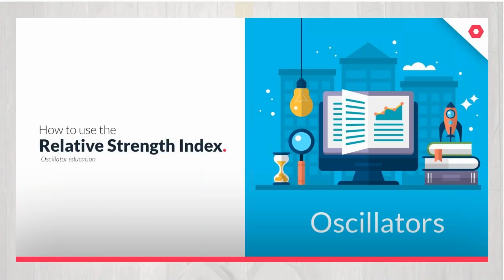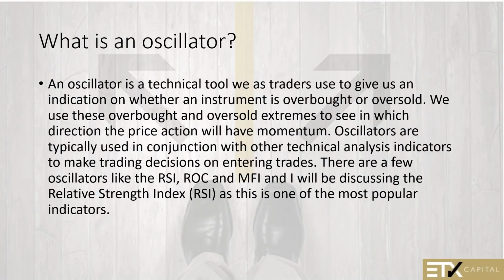Now, how do you use the Relative Strength Index? RSI fits into a category known as an oscillator. An oscillator is a technical tool that we as traders use to give us an indication of whether an instrument is overbought or oversold. We use these overbought and oversold extremes to see in which direction the price action will have momentum. Oscillators are typically used in conjunction with other technical analysis indicators before making a decision to enter a trade.